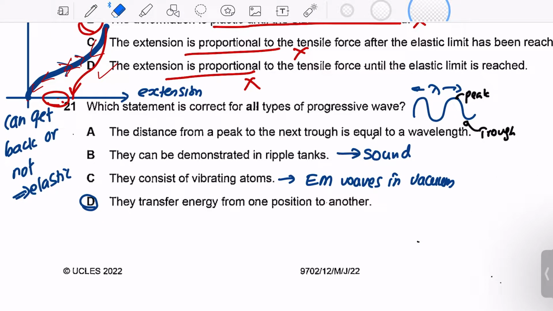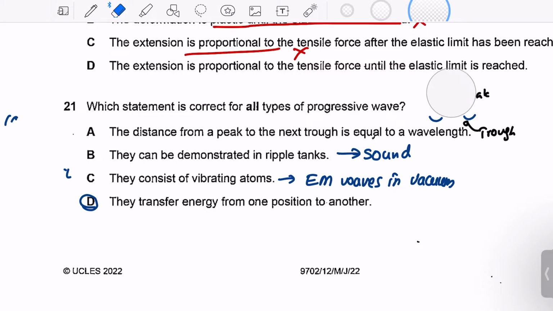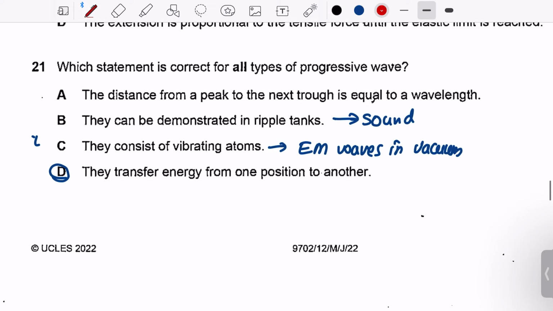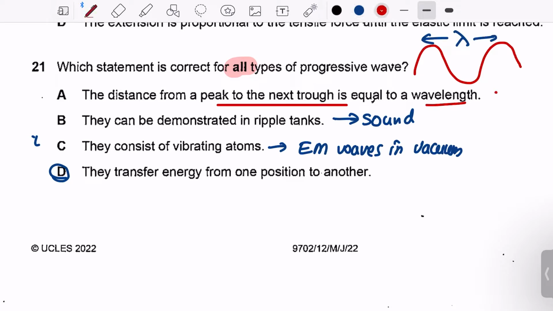Question number 21. Which statement is correct for all, that's the keyword, all types of progressive waves? Let's think about answer A. The distance from a peak to the next trough is a wavelength. What? Peak to peak is a wavelength. Peak to trough is half a wavelength. So this is definitely wrong.